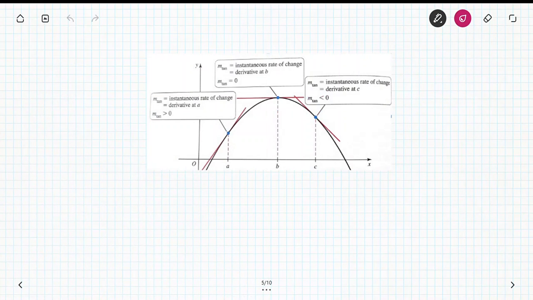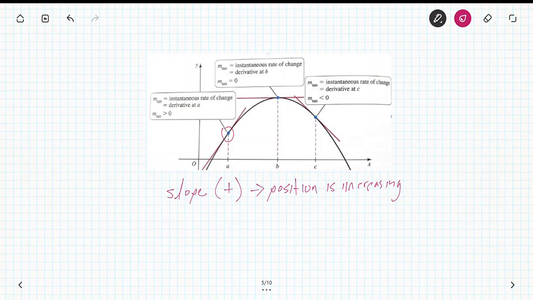Alright, now there's something interesting here, right? If we were to look at a position function, this parabola, then we'll see that the instantaneous rate of change right here at A, if we look at that slope, we're going to have a positive slope, right? So in terms of position, if your slope is positive, then that means that your position is increasing. Okay, it's increasing, and also the slope is going to tell you specifically by how much. Okay, similarly, if your slope is negative, then your position is going to be decreasing.